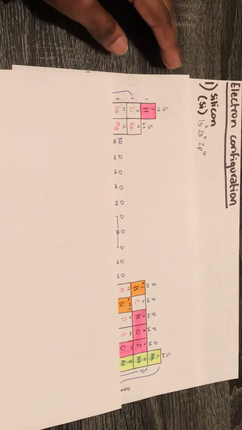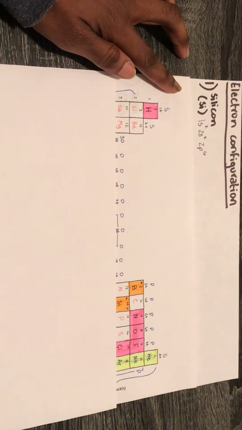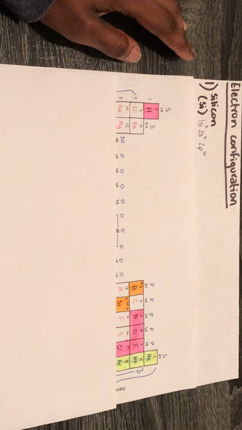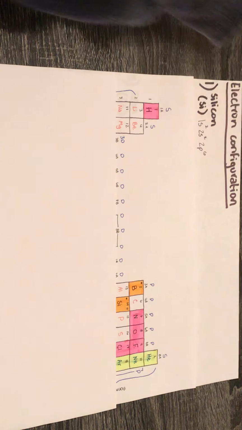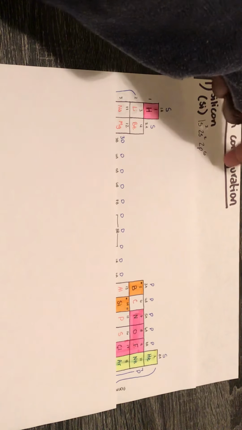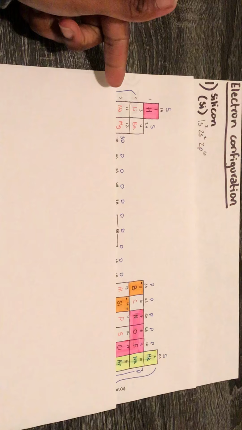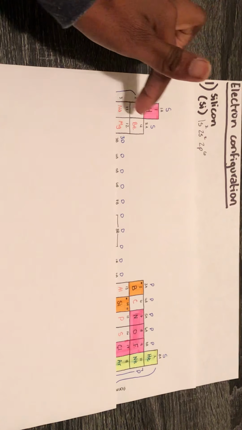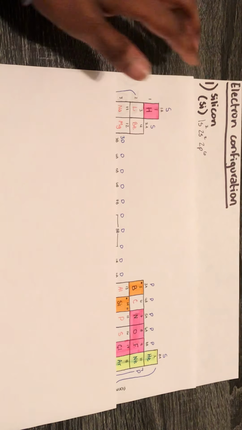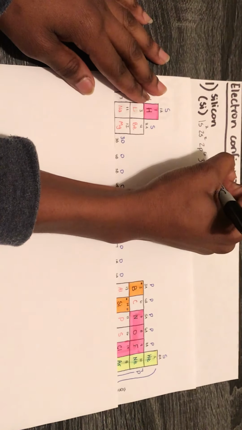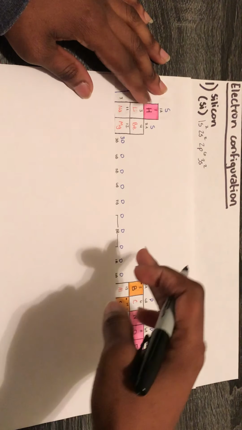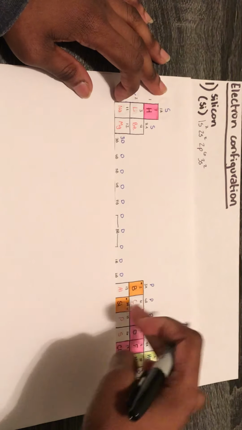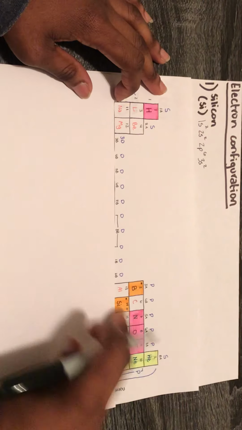Now going back to the orientations, P had an orientation of 3. So out of those 3 orientations, if each of them can hold 2, 2 times 3 will give you 6. That's how you know that this one is full, because all 6 of the electrons were used. So going down to the 3's, 3s1, 3s2. Then going across to the P's, you have 3p1, 3p2. And we stop here because we're going to silicon.